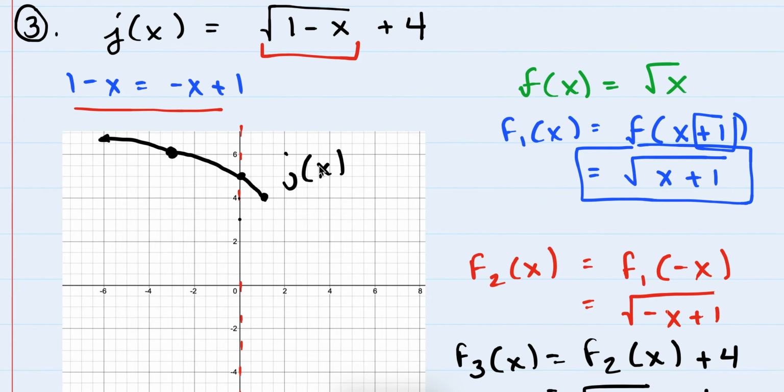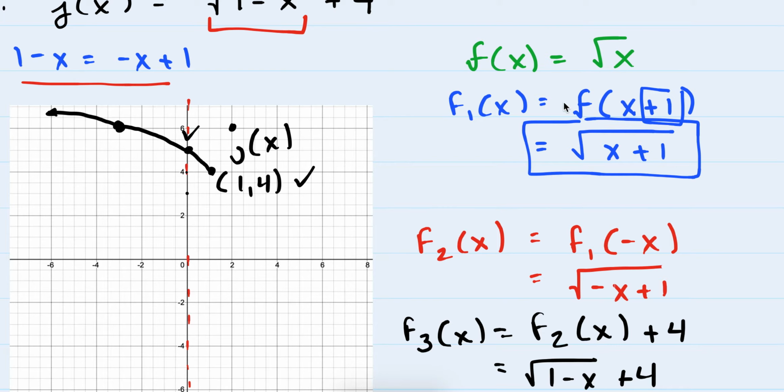And let's just do some test points to make sure we got the right thing. Notice that this point right here is 1, 4. Plug in 1, we get 0. So the square root of 0 is 0, and we get 4, which is correct. That is a point on the graph. If we plug in 0, we get the square root of 1, which is 1, plus 4, that's 5, and that's on the graph. So I got the right graph.